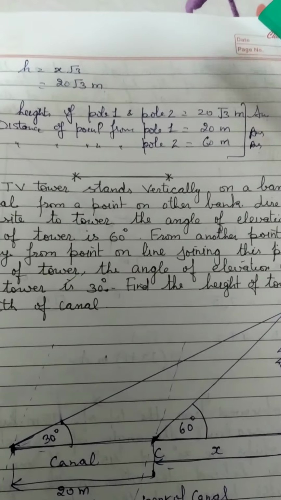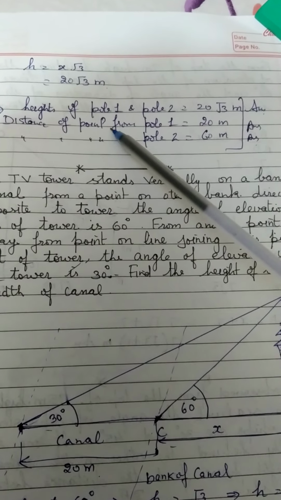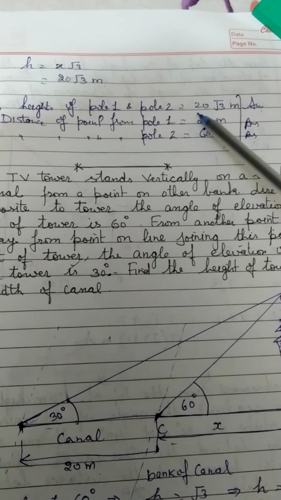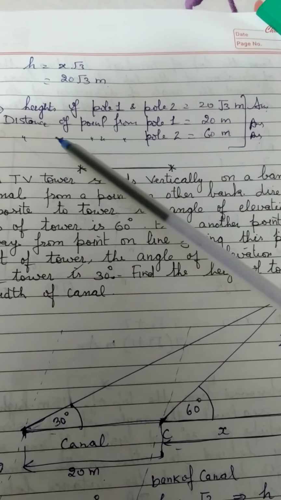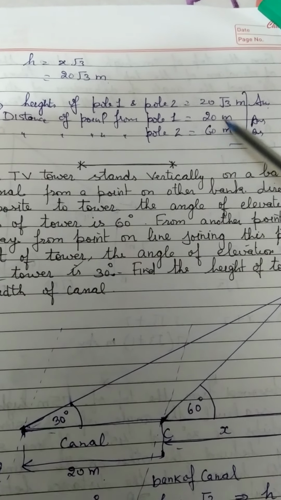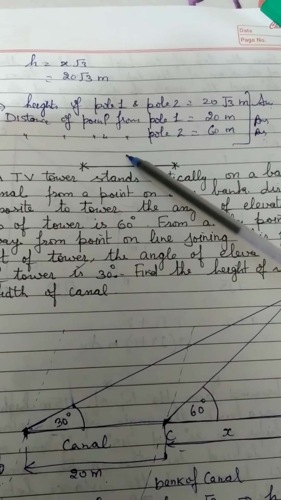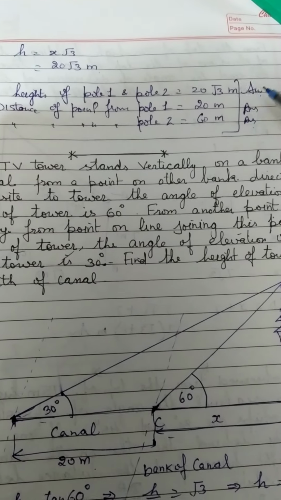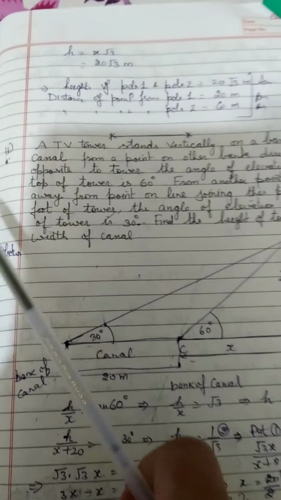Now we have got the three answers. Heights of pole 1 and pole 2 is 20 square root 3 meter. Distance of pole 1 from the point P is 20 meter. Distance of point P from pole 2 is 60 meter. These three answers we have got. Now we come to the next question.